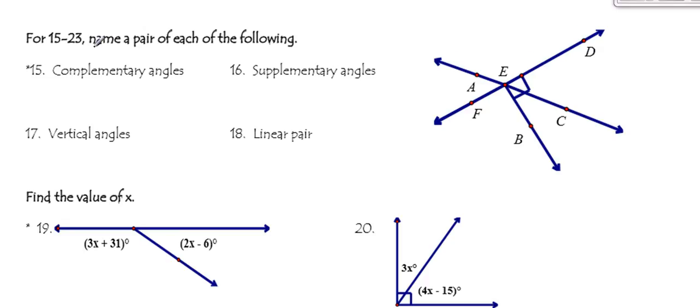For 15 through 23, we're going to name a pair of each for the following. Pair of angles, obviously. Complementary angles. Remember, complementary, there's a C that we can draw a 9 down, so that's 90. That tells us that complementary angles are 90 degrees. So what I'm going to look for is something that tells me that I have 90 degrees, and that's right there. Now, which pair of angles make up that 90 degrees?